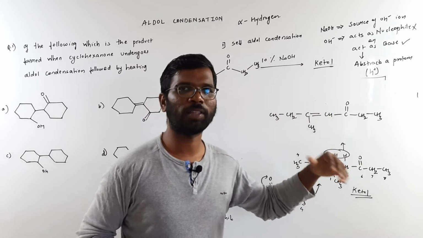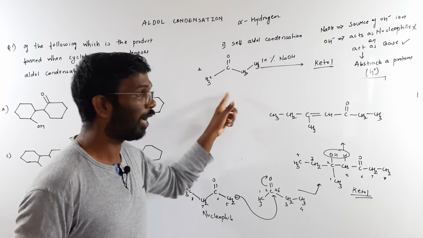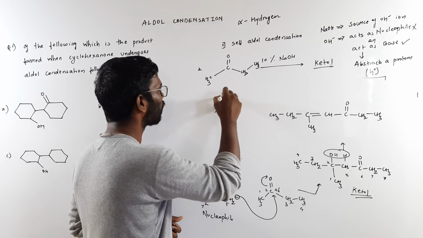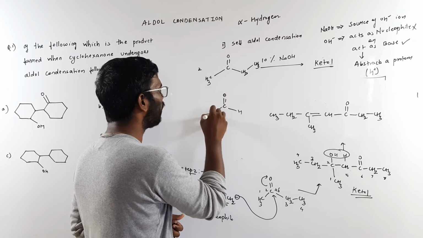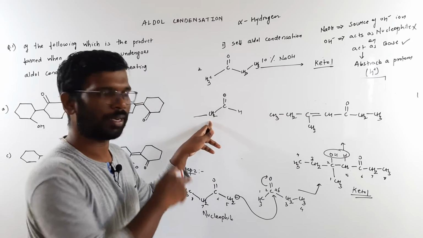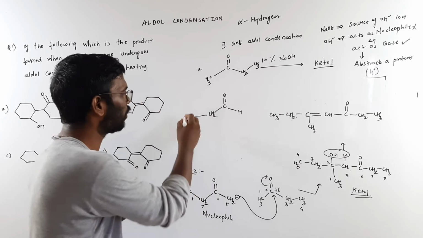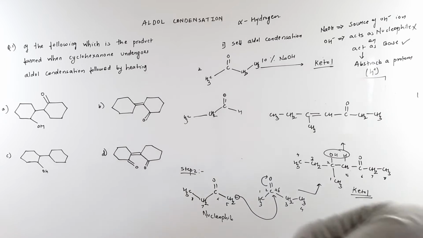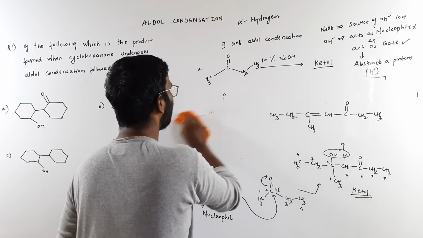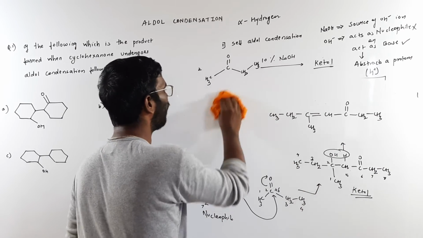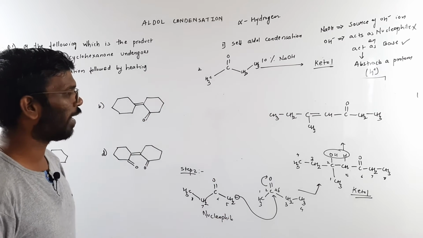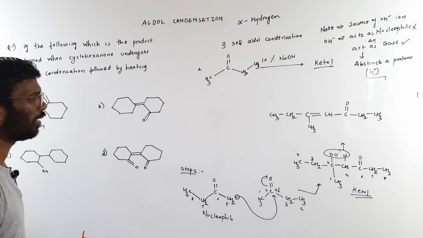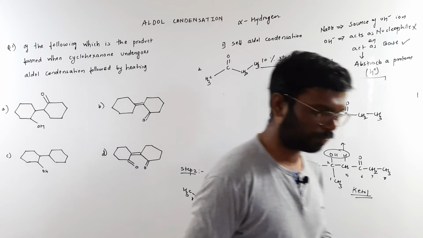If I had started with an aldehyde, there is only one option, right? If it is an aldehyde, there is only one alpha hydrogen that you can abstract. So a ketone will clear your doubts regarding which alpha hydrogen to abstract. So this is the final product which you will be getting. This is everything about the aldol condensation. Now coming back to our question.